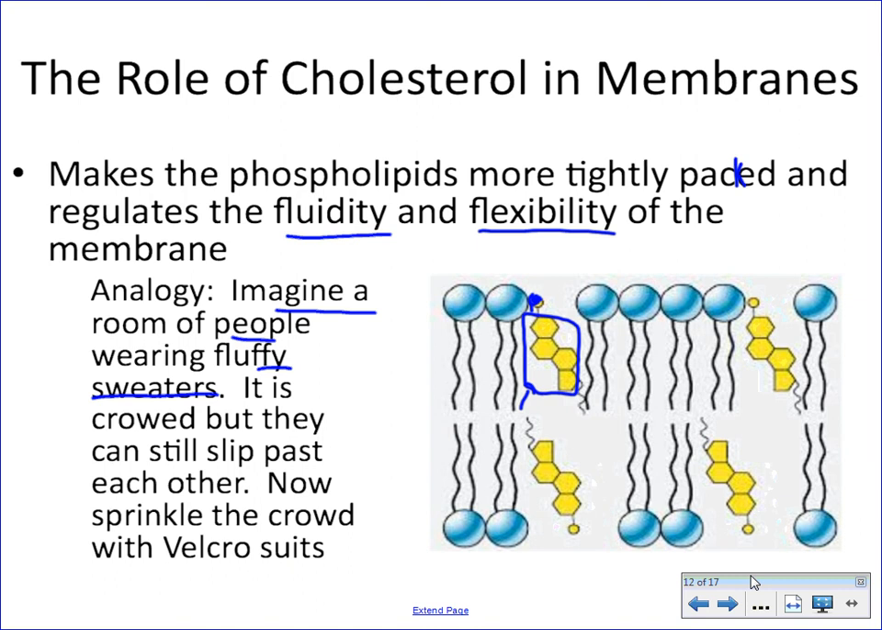But now think about what would happen if you sprinkle the crowd with people wearing Velcro suits. The people wearing the Velcro suits are going to keep those phospholipids from moving around too easily. Some of them are not going to be able to move around as much. You're going to be tightly packed in a bit more and not free to move as you like. So those Velcro suits, you can think of as cholesterol in the cell membrane.